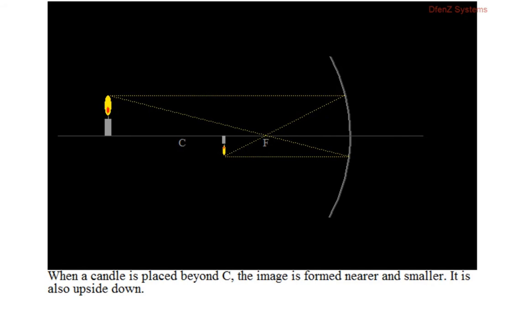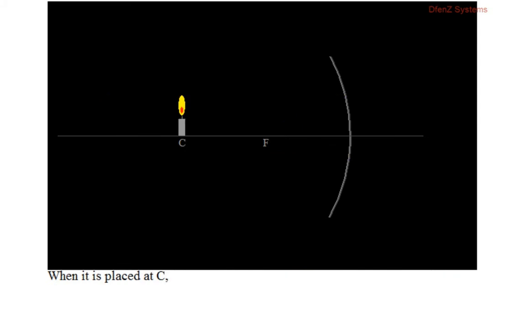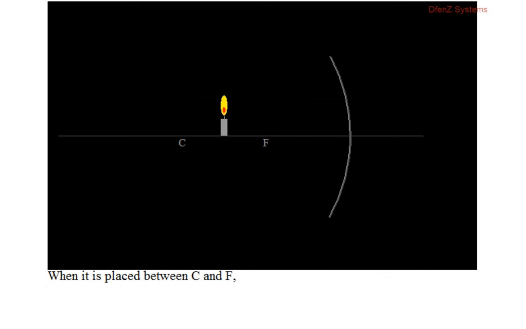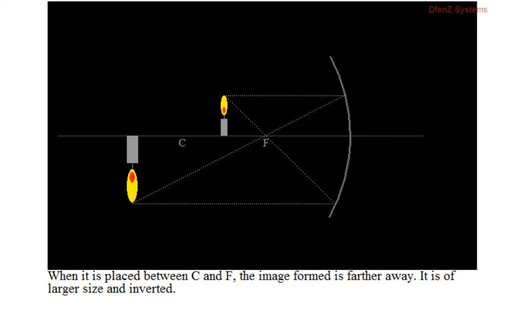The image is real, inverted, and smaller. When the object is placed at C, image is also formed at C. The image is real, inverted, and of the same size. When the object is placed between C and F, the image is formed beyond C. The image is real, inverted, and larger.